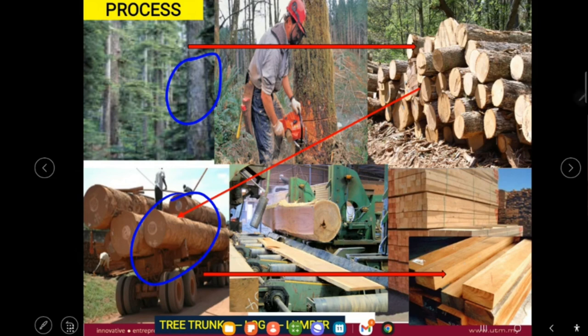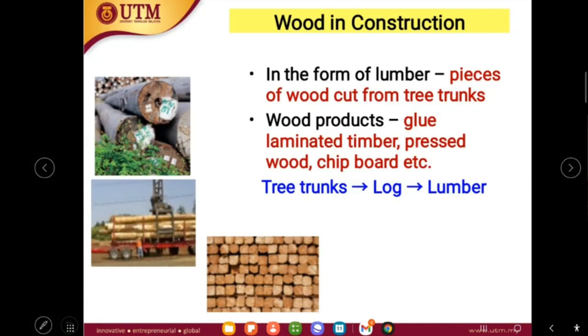This is what we call lumber, but this is not the finished product yet, so we will talk about this later on. So, lumber is pieces of wood cut from the tree trunks, like what we have already discussed earlier. In construction engineering, wood can also be used aside from lumber. It can be used as different wood products, for example, glue laminated timber.